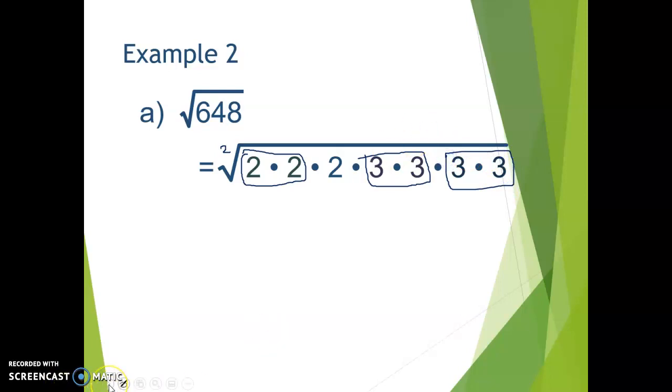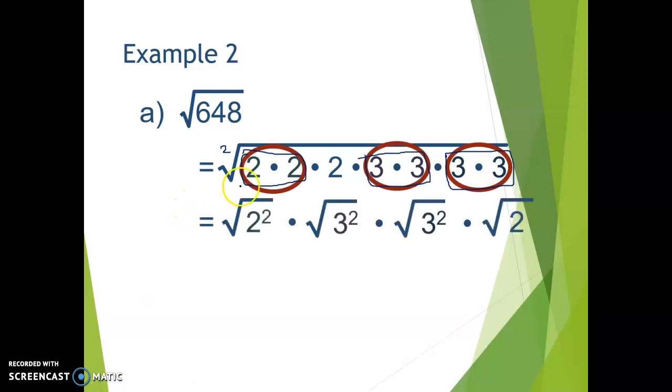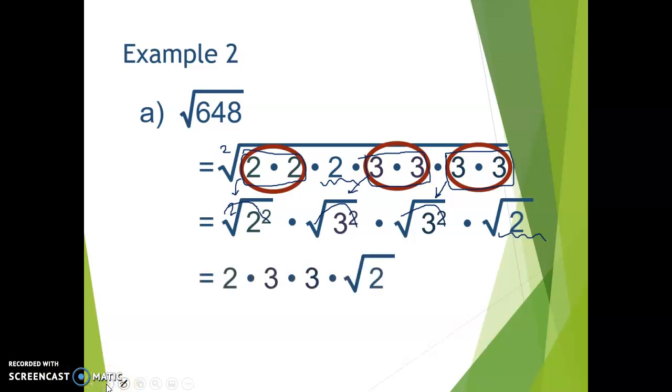Then we're going to apply the property that allows us to split apart our exponents here. And we're going to get square root of 2 squared, square root of 3 squared, square root of 3 squared, and then our little leftover 2, square root of 2, goes down here at the end. Knowing what we know about exponents and roots, we know that a square root cancels a squared exponent, so these will cancel, and these will cancel, and these will cancel. So we're left with 2 times 3 times 3 times the square root of 2.